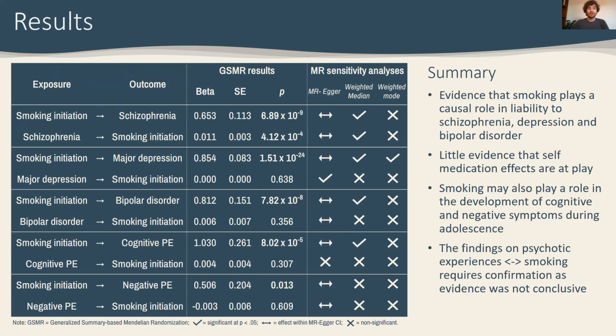But in summary, the evidence we found was that smoking seemed to play a causal role in liability to develop disorders like schizophrenia, depression, and bipolar disorder. We did not find strong evidence that the reverse is true. So in other words, that people are more likely to start smoking because of their liability to develop these disorders. And we found some evidence, although inconclusive evidence, that smoking may have a causal role during adolescence when it comes to developing psychotic experiences, and specifically cognitive experiences and negative experiences.